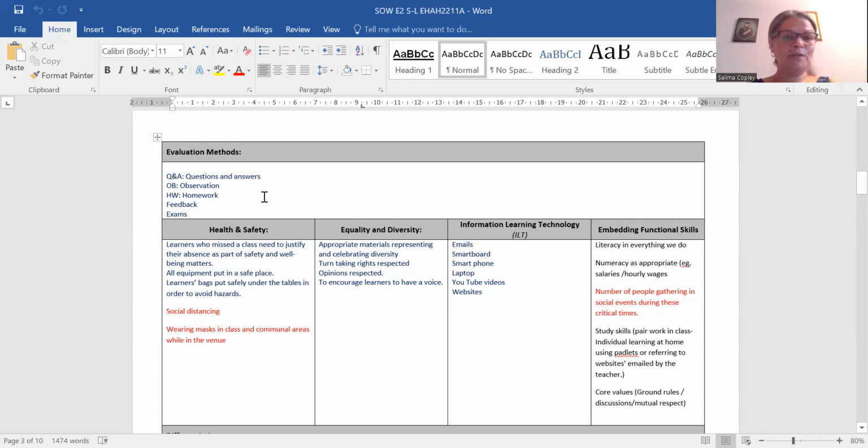Okay, so you do need to write, just in case of the inspection, and also for yourself, the evaluation methods. How are you going to assess? And when I say assess, I don't mean only the exams. The assessment takes place all the time, okay? Or the feedback takes place all the time in your lesson. So how do I make sure that my learners have understood? How do I know that they understand what I'm saying?